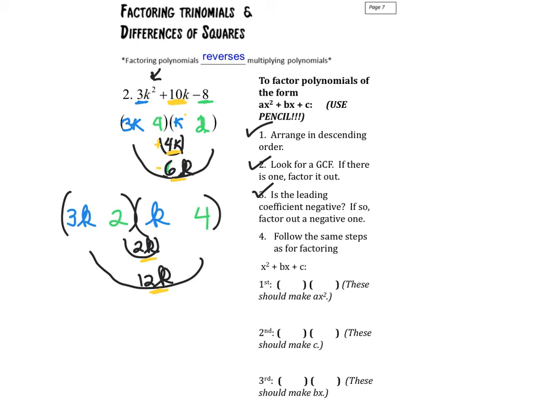What I can do is make 2k negative and 12k positive. So 12k minus 2k will give me my 10k. And also those two numbers, negative 2 times 4, will definitely give me my back term, which is negative 8. So this one over here must be negative, and this one is positive. So my final answer is 3k minus 2 times k plus 4. I could always multiply back out to check to see if my factors are correct.